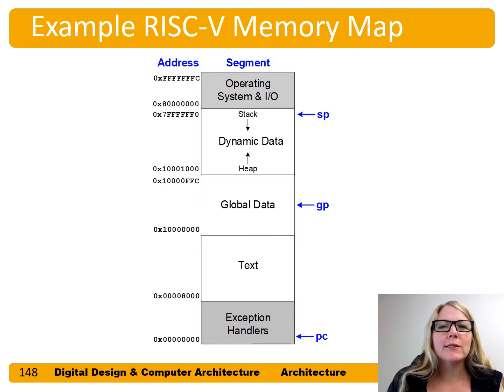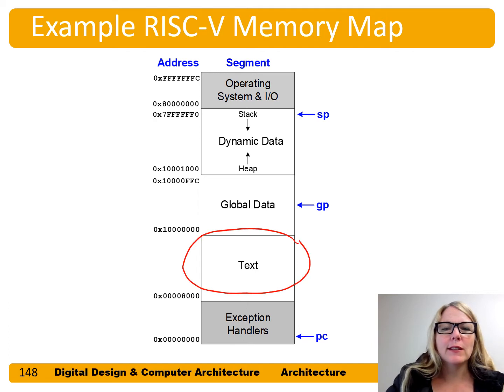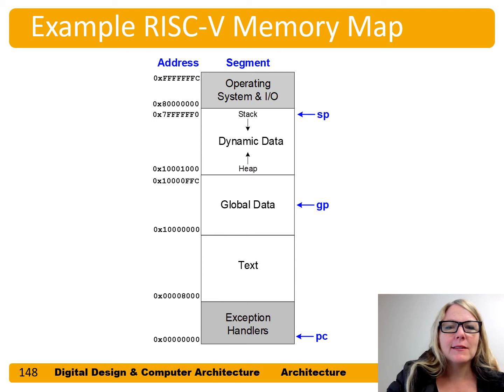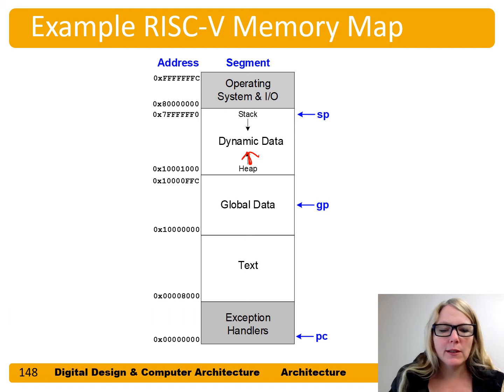So here's an example of a RISC-V memory map. We have our text segment, which is where the instructions go, and our global data. This is for global or static variables. And we also have our dynamic data section. The stack grows down from higher addresses. This is the data that's dynamically allocated throughout the program execution. And our heap, which is for dynamically allocated data using new or malloc, for example.